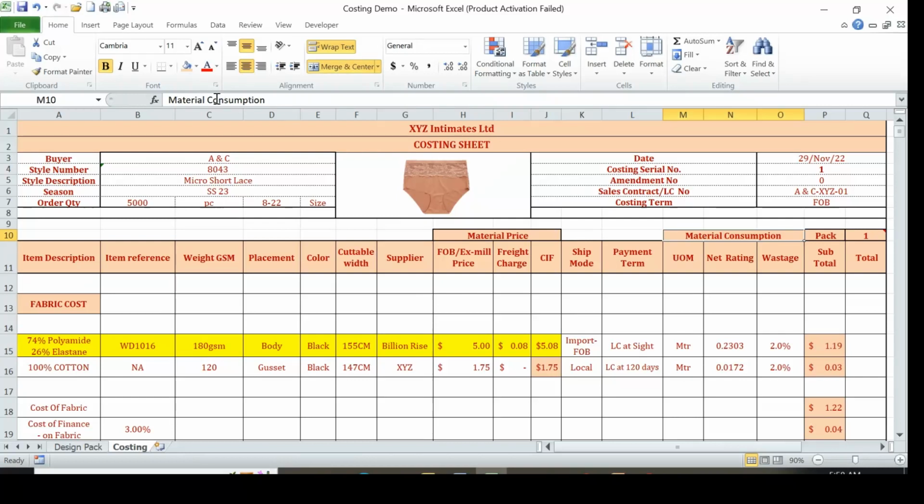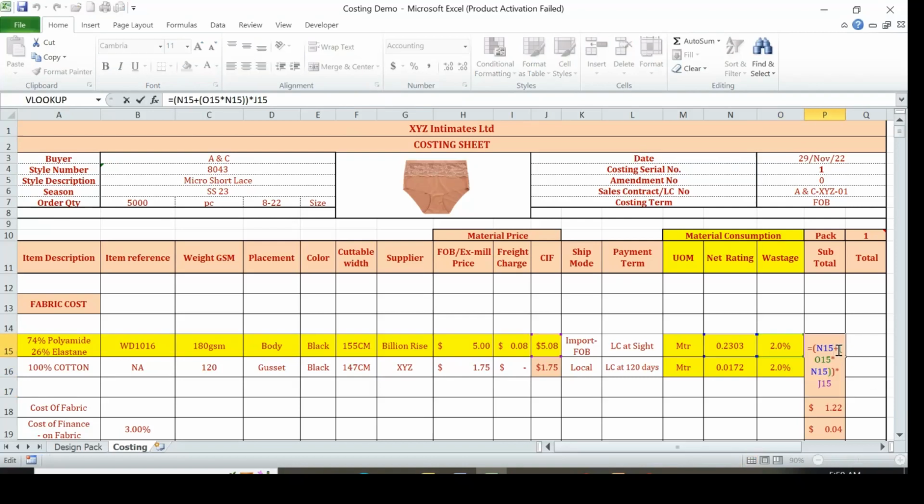Then again, this part is important for you, the consumption part. You have to be careful with this unit of measure. Okay, net rating means consumption actually, and you have to add your required wastage percentage given from your consumption department.